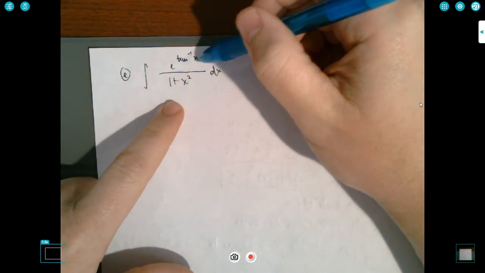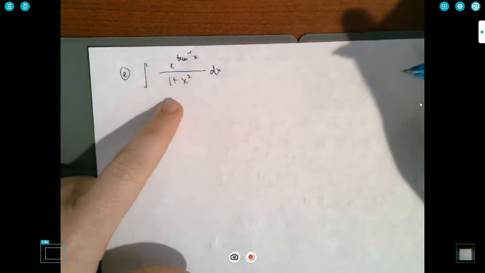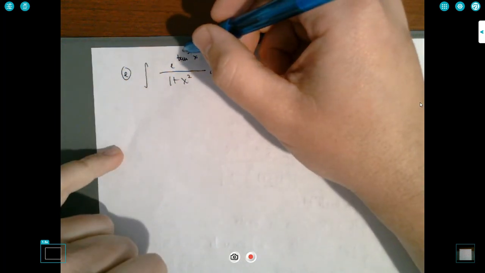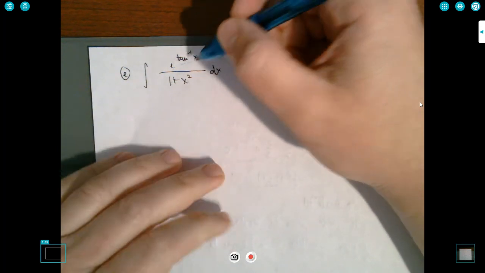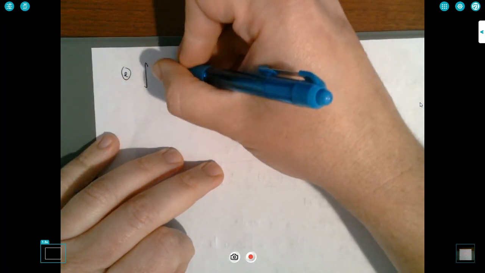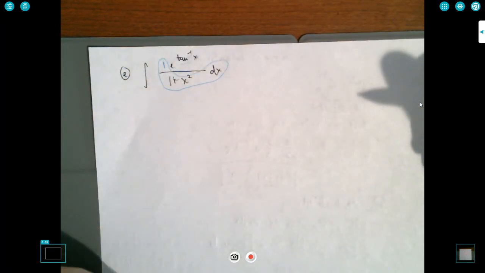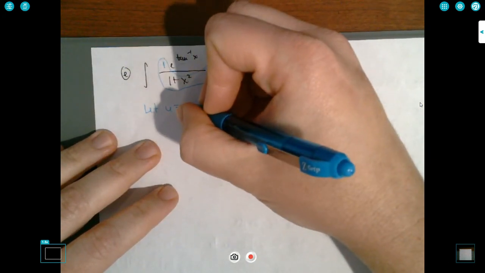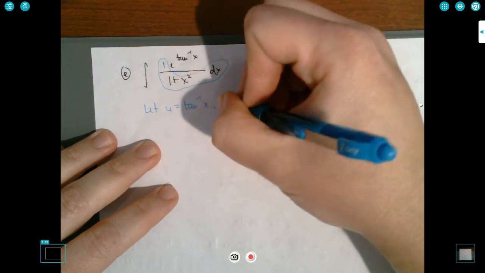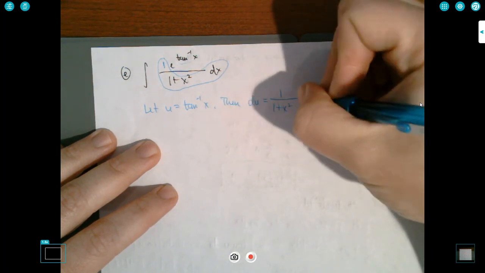notice that you've got to take care of this tangent inverse of x somehow. This is in the exponent of e, by the way, so it's e to this power. Well, notice if I let that exponent be u, what is the derivative of tangent inverse? Derivative of tangent inverse is 1 over 1 plus x squared. Ah, there it is, right? So in other words, the 1 over 1 plus x squared dx is just going to be replaced with du. So I'm just going to get e to the u, right? So let u be tangent inverse of x. Then du is 1 over 1 plus x squared dx.